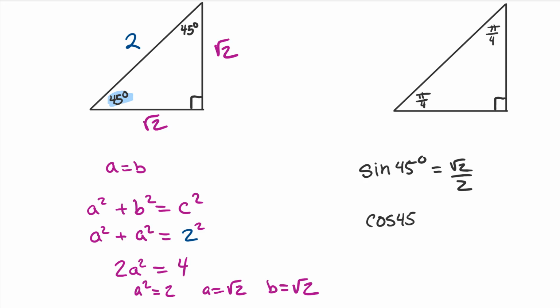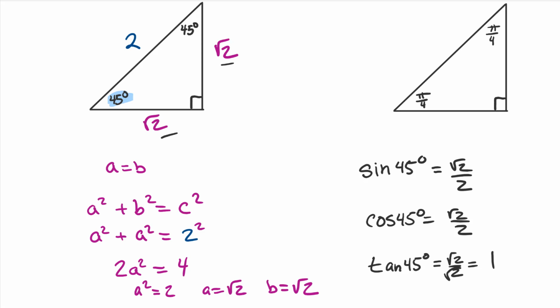Cosine of 45 degrees. Well, let's look. We're going to get our adjacent over our hypotenuse. And we also get root 2 over 2. Oh, weird. And then we have tangent of 45 degrees, which is just our opposite over our adjacent. So that's root 2 over root 2. So root 2 over root 2, well, same picture over same picture is 1. Huh. We now know the ratio for sine of 45, cosine of 45 degrees, and tangent of 45 degrees. We can start solving some triangles now. We can do some stuff.